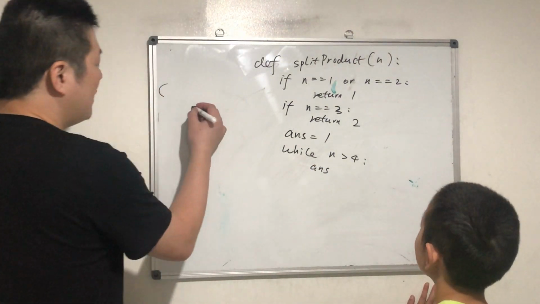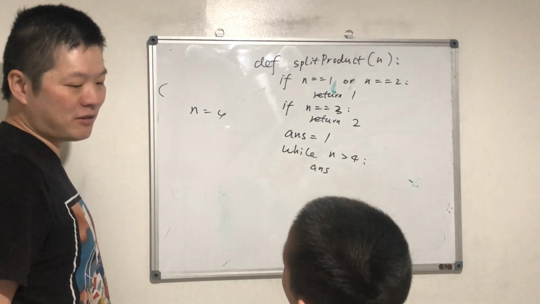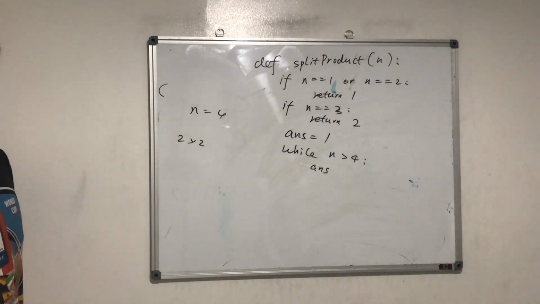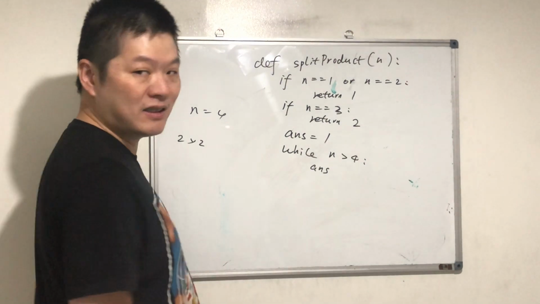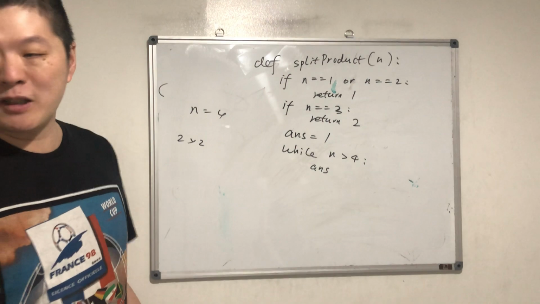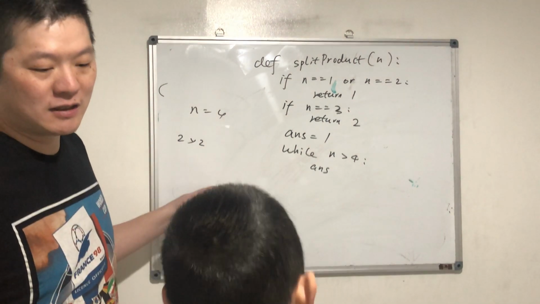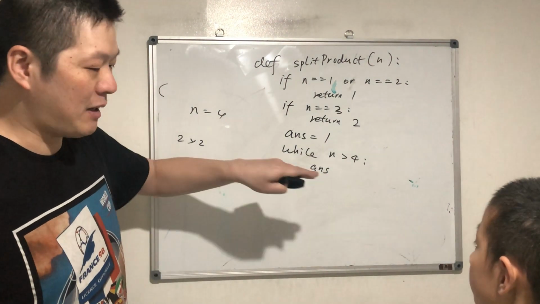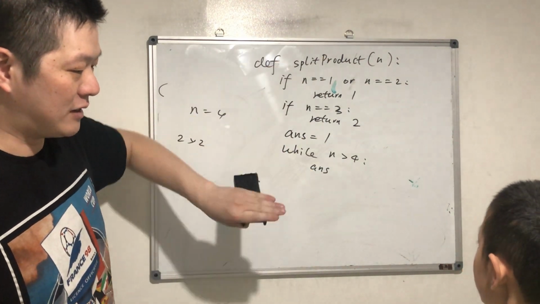Look, if n is 4, what can you split? 2 and 2, right? That gives you the 4. Does it make sense? Of course, because if you split into 3 and 1, that's not optimum. So 4 is the boundary for separation.